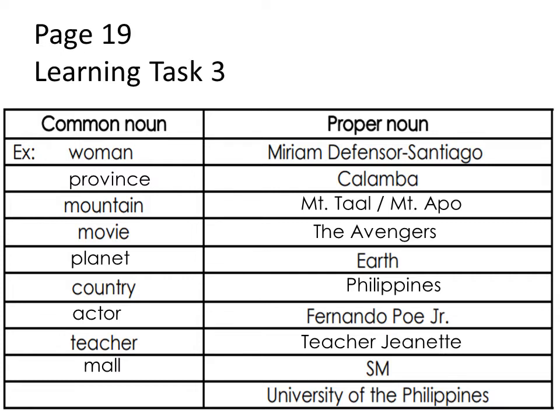Now let's move on to the last one. We have the common noun, it's blank, and the proper noun, it's University of the Philippines. University of the Philippines is an example of school. Now let's look at the examples of common nouns. We have woman, province, mountain, movie, planet, country, actor, teacher, mall, and school.